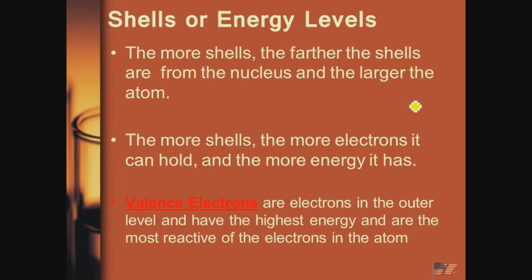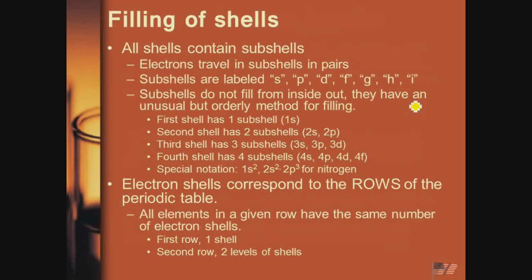The key one I want you to remember is that last bullet point, because that's the one we're going to be focusing on. The valence electrons are the electrons that are present in the outermost shell. They have the highest energy, which means they're the ones that are going to be reacting when two elements join up. To make matters worse, all shells contain subshells. They have different names.